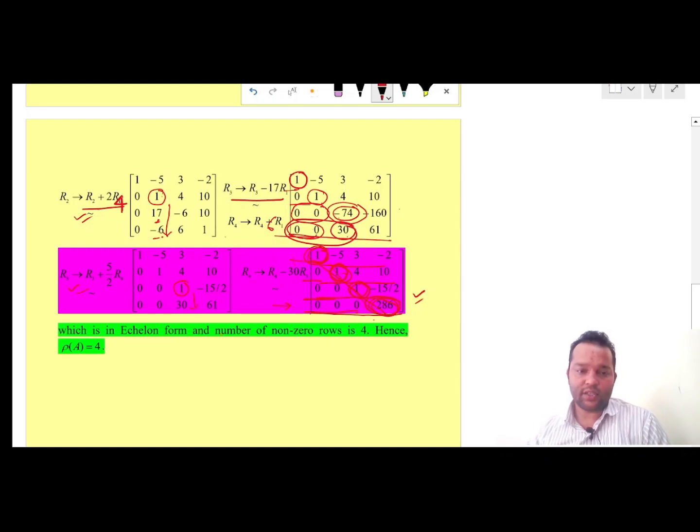So this form is our echelon form, and if a given matrix is reduced into echelon form, then its rank is actually the number of non-zero rows in that reduced echelon form. Here the number of non-zero rows are 1, 2, 3 and 4. So therefore the rank of the given matrix is 4.